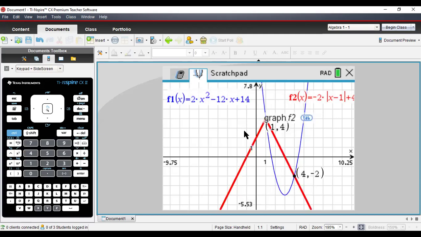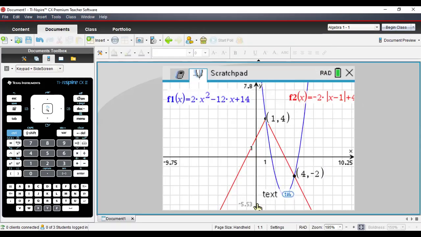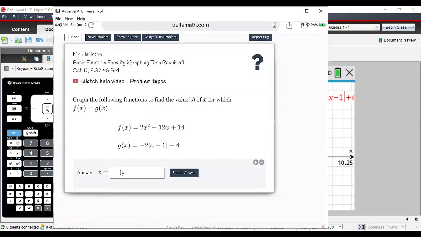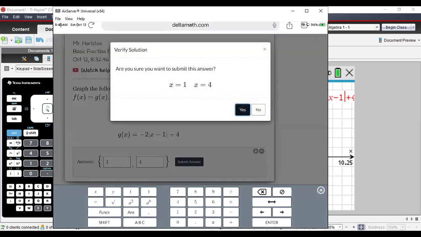In this particular case, we only care about the x values because that's what the problem was asking for. It said what values of x make the two functions equal. So I can go back now and we can look at that. Our answers are going to be 1 and 4. So when x is 1, the functions are equal. And then the other one, when x is 4, they're equal. Then you submit it, and it says, nice job.